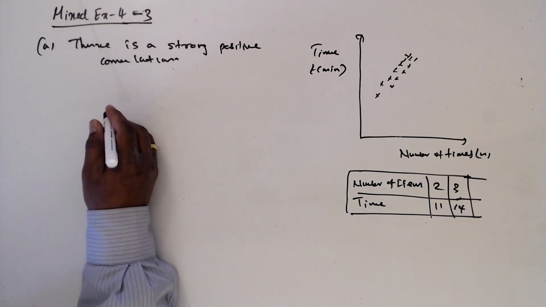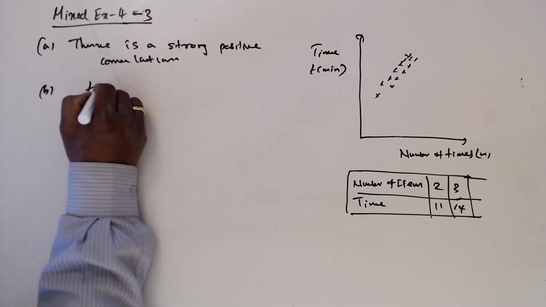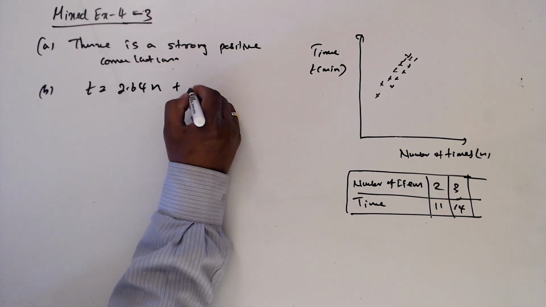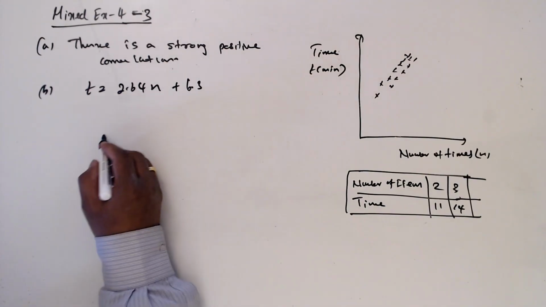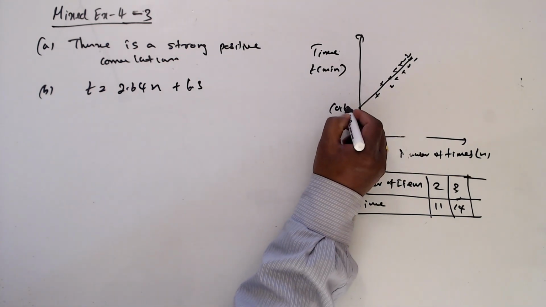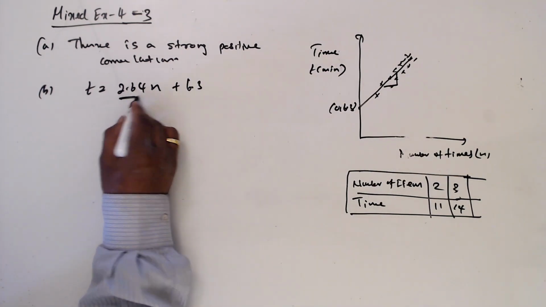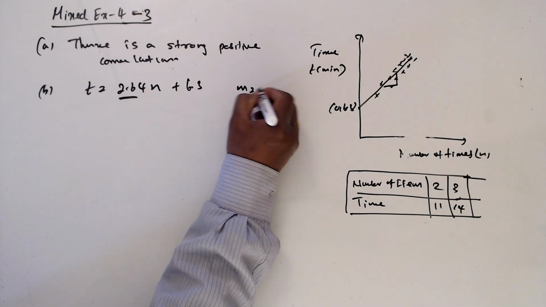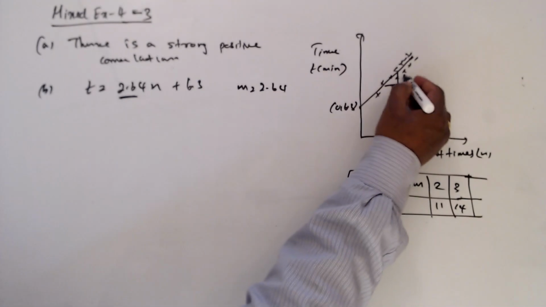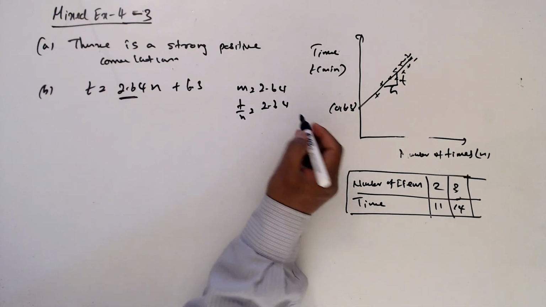The equation of the regression line is given. Part B, T equals 2.64N plus 6.3. When you draw this line, this is 0, 6.3, and the gradient is going to be 2.64. So M is 2.64. For M, meaning T and N, T divided by N is 2.64. It means this is 1.